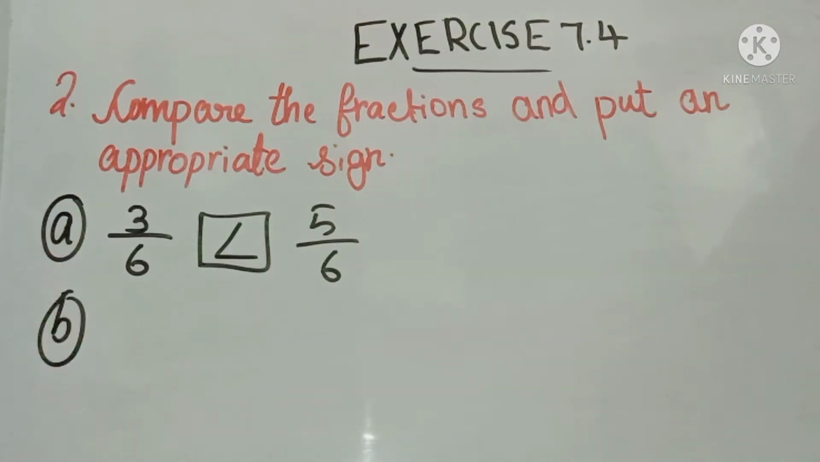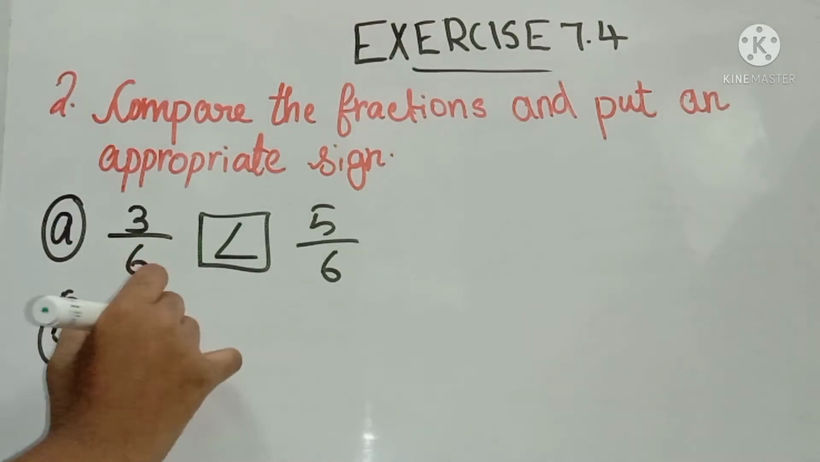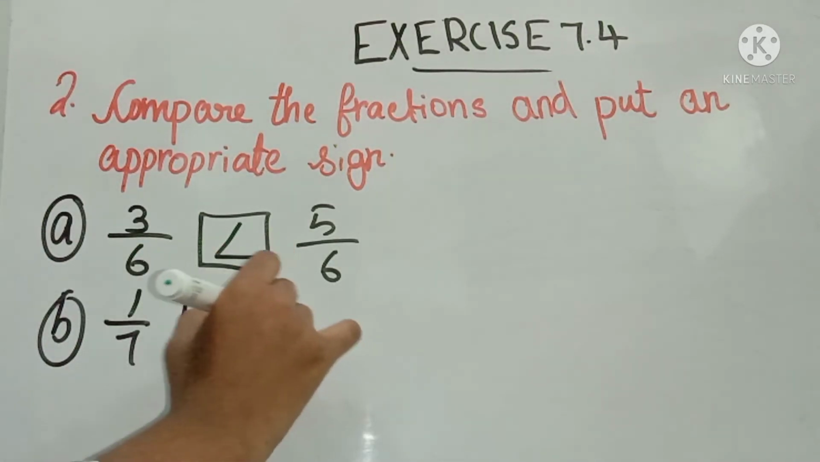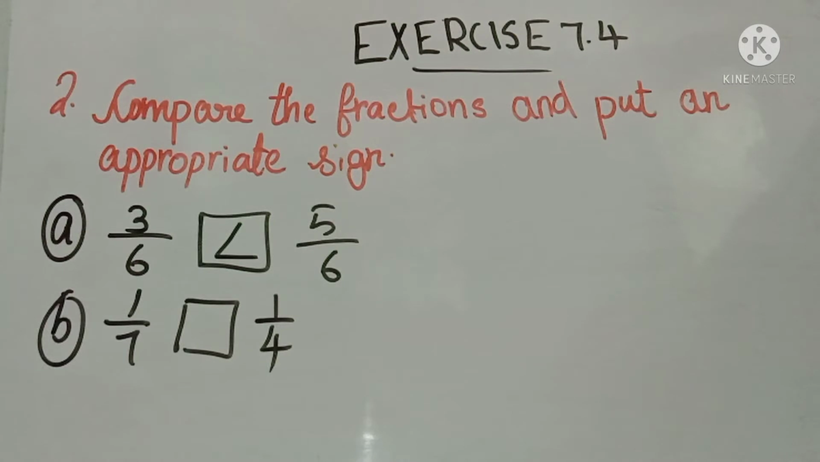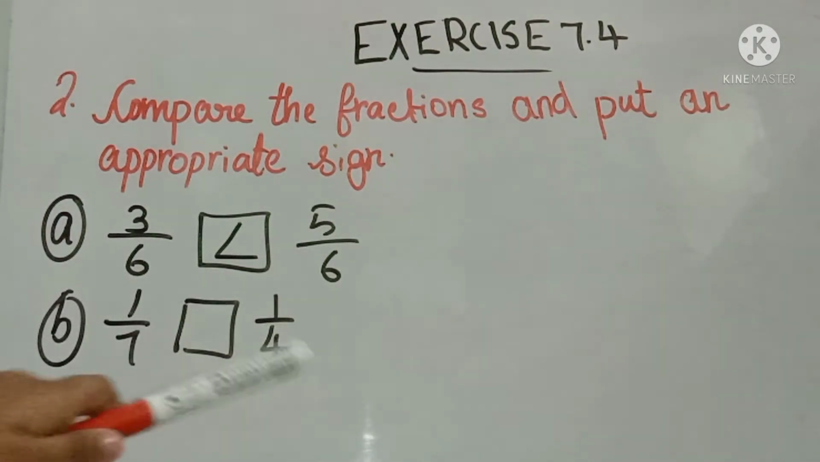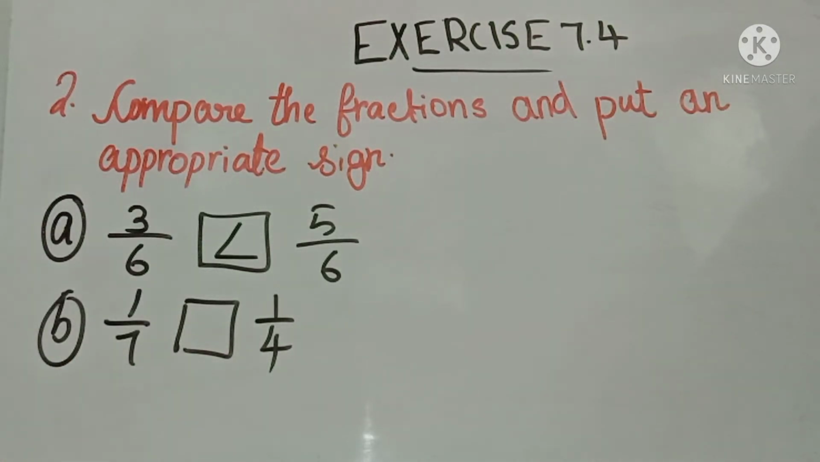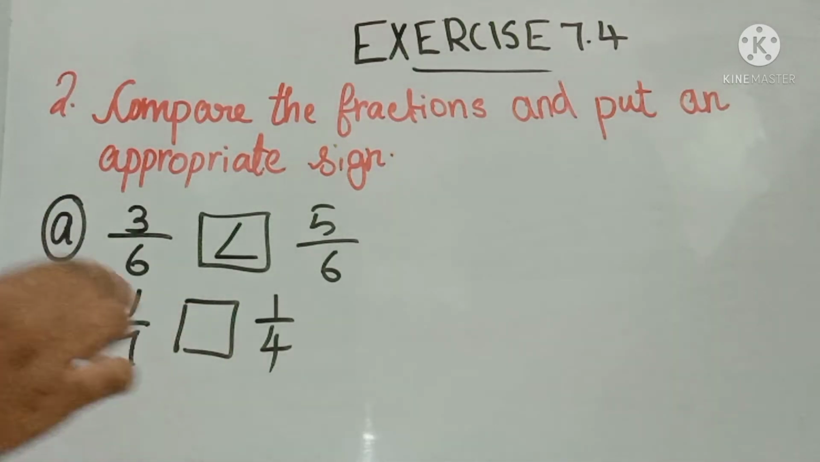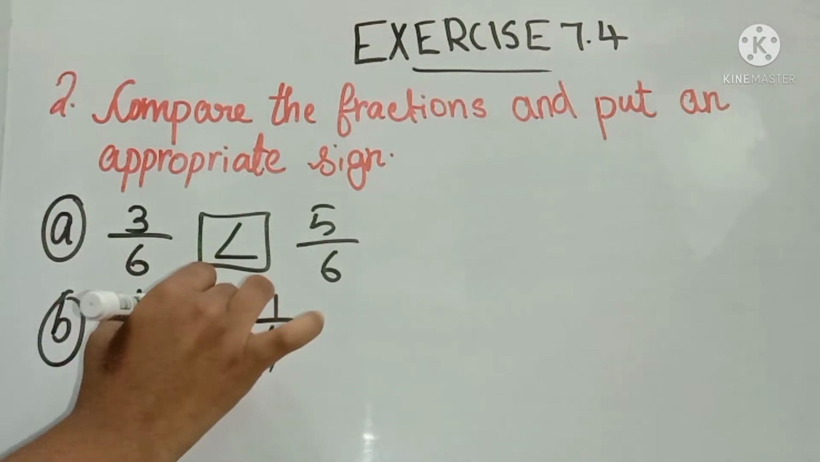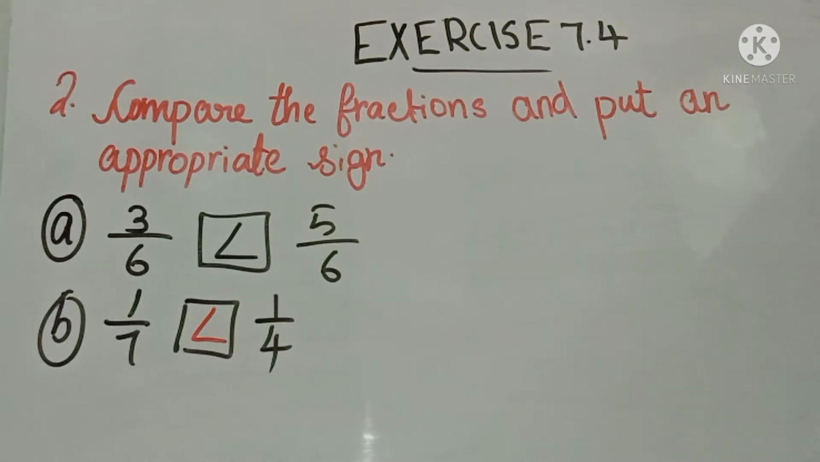Next, B question, that is 1/7 and 1/4. These have two different denominators, but numerators are equal. When numerators are equal, what do we want to do? The bigger denominator has the smaller value. So which one is greater? 1/4. Okay.